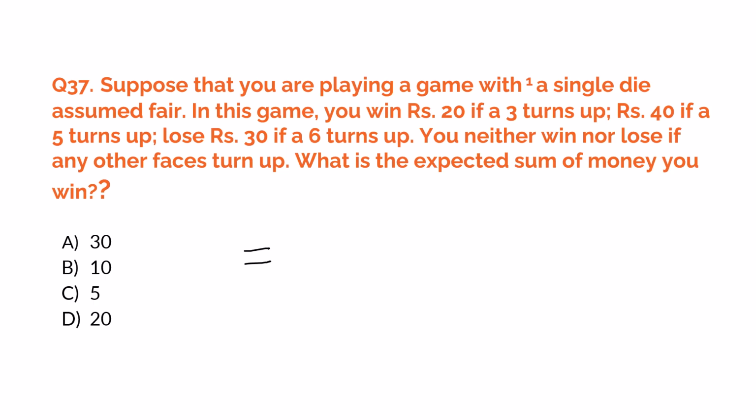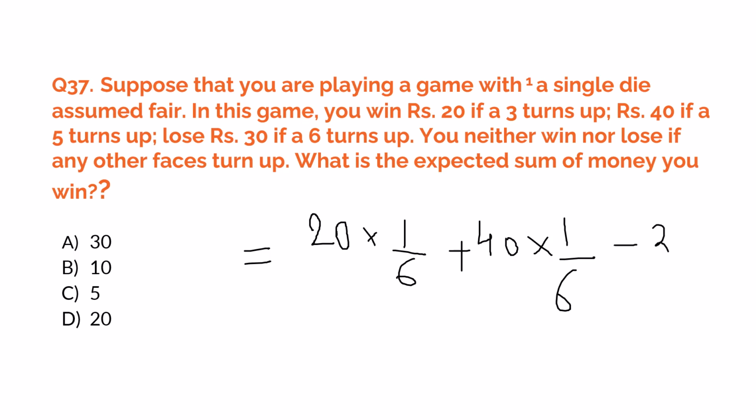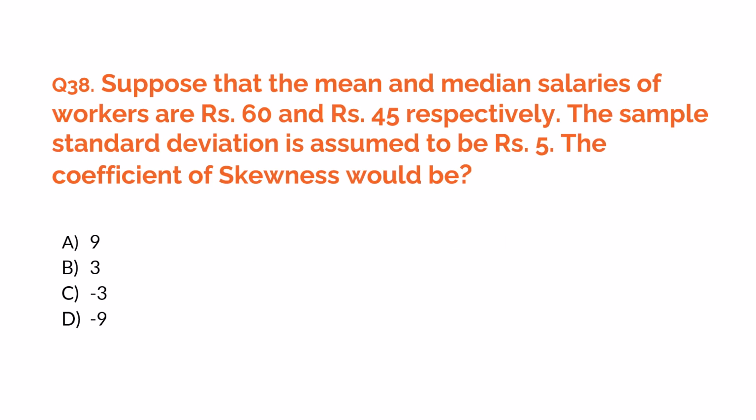We will win 20 if 3 shows up, so 20 into the probability of 3, which is 1 by 6. And we will win 40 if 5 turns up, plus 40 into the probability of 5, which is 1 by 6, because we are throwing a single die one time, minus 30 into the probability of 6 turning up, 1 by 6. Solving this, we get 5. So the answer is option C. Moving on to next question.